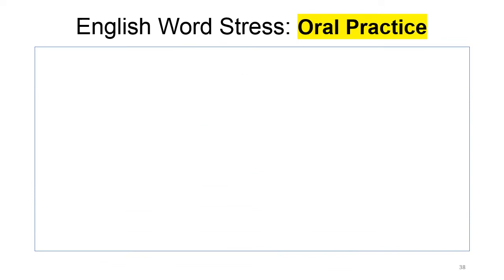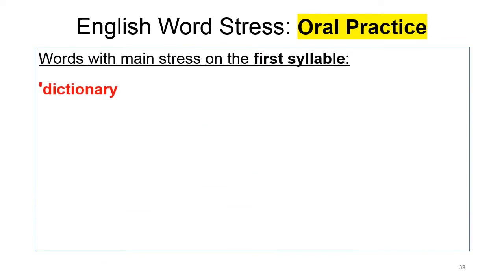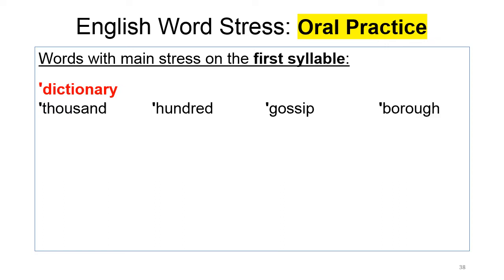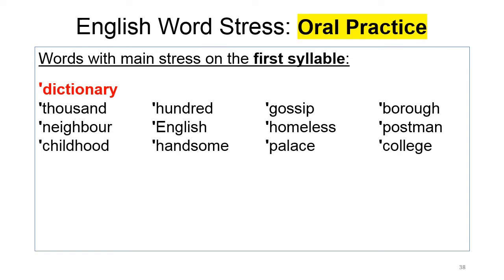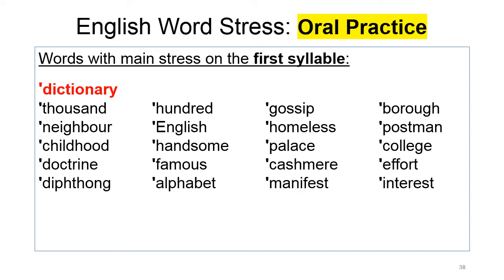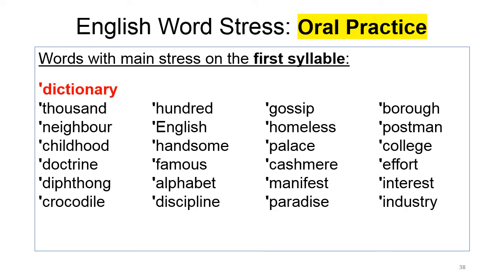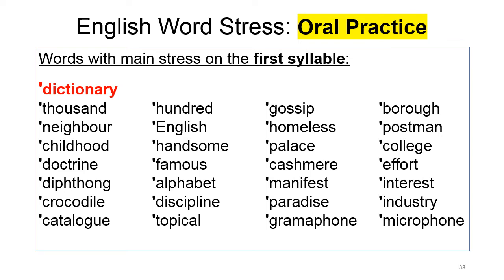English words with stress on the first syllable. Dictionary, thousand, hundred, gossip, borough, neighbor, English, homeless, postman, childhood, handsome, palace, college, doctrine, famous, cashmere, effort, diphthong, alphabet, manifest, interest, crocodile, discipline, paradise, industry, catalogue, topical, gramophone, microphone, uniform, furniture, anecdote, attitude.